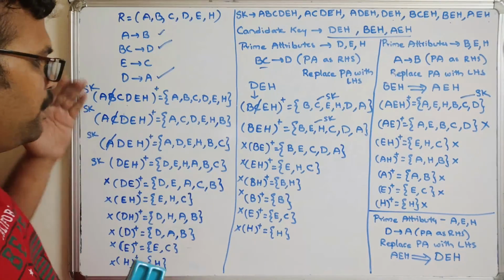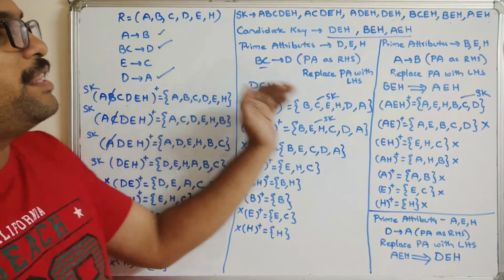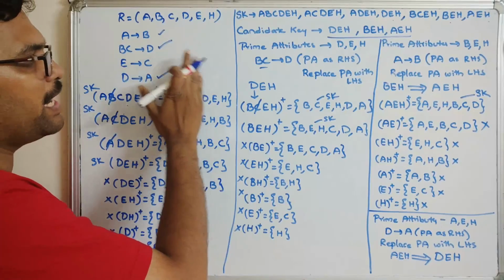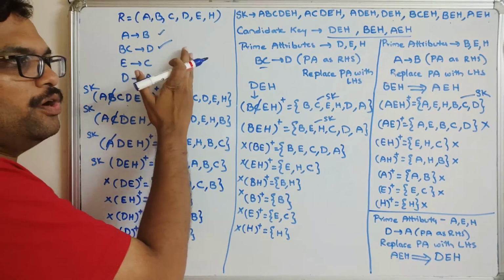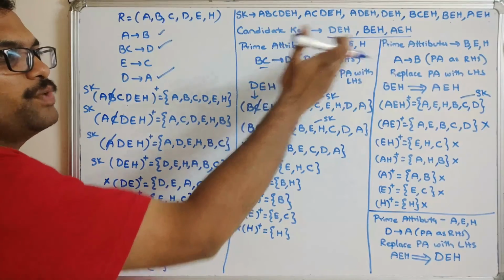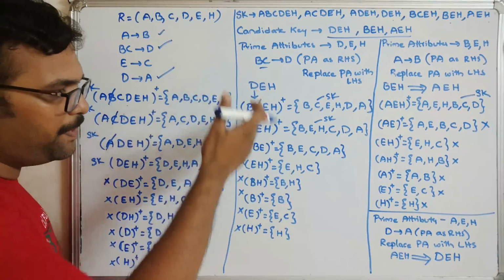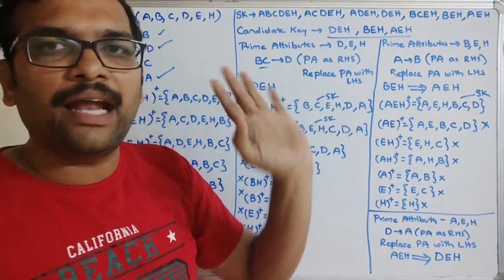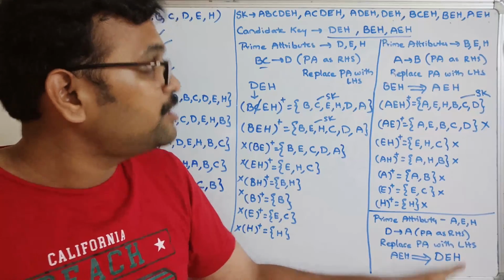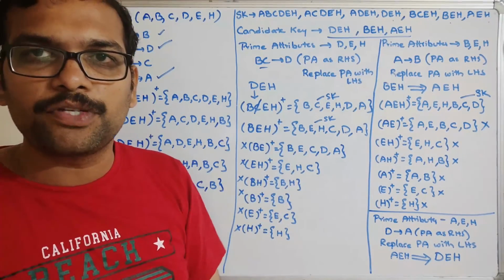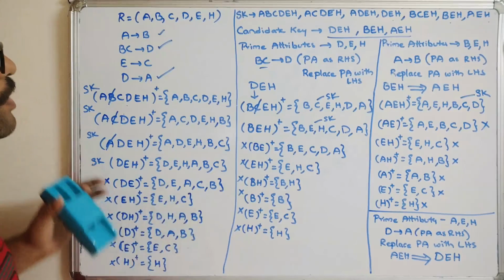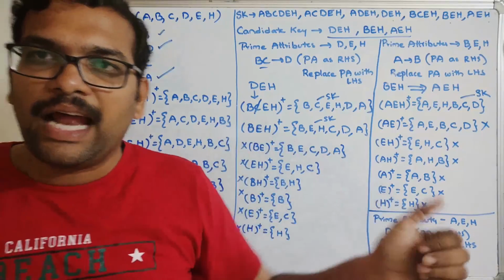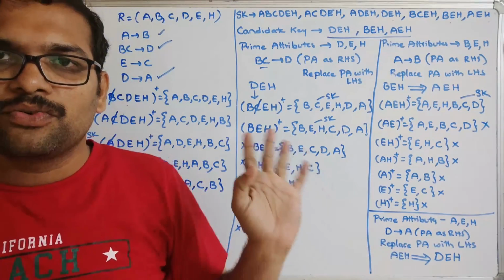So first we need to find out one candidate key, and then we have to find out the prime attributes, and check whether the prime attributes reside on the RHS of any one of the functional dependencies. If so, replace the prime attribute with the corresponding LHS, and again repeat the same process, right? Until you get a repeated candidate key. Here we got DEH, which is already a candidate key, so we can stop the procedure here. So this is how we can find the super keys and the candidate keys by using the functional dependencies and the attribute closure, right? So hope you understood this procedure.